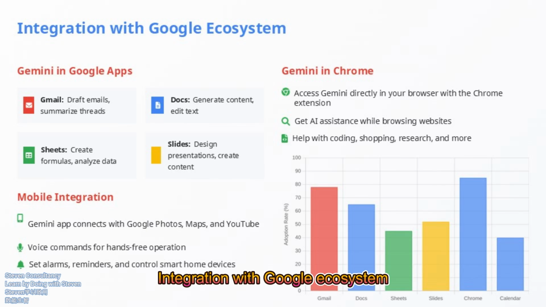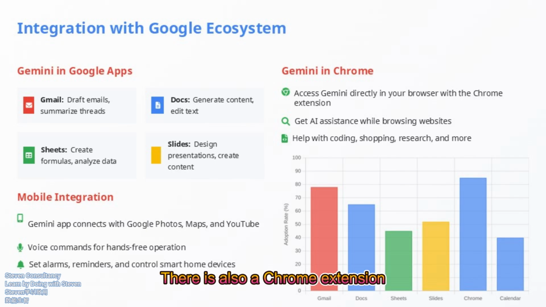Integration with Google ecosystem. Gemini is integrated into many Google apps. In Gmail, it can draft emails and summarize threads. In Docs, it can generate content and edit text. In Sheets, it helps create formulas and analyze data. And in Slides, it can design presentations.